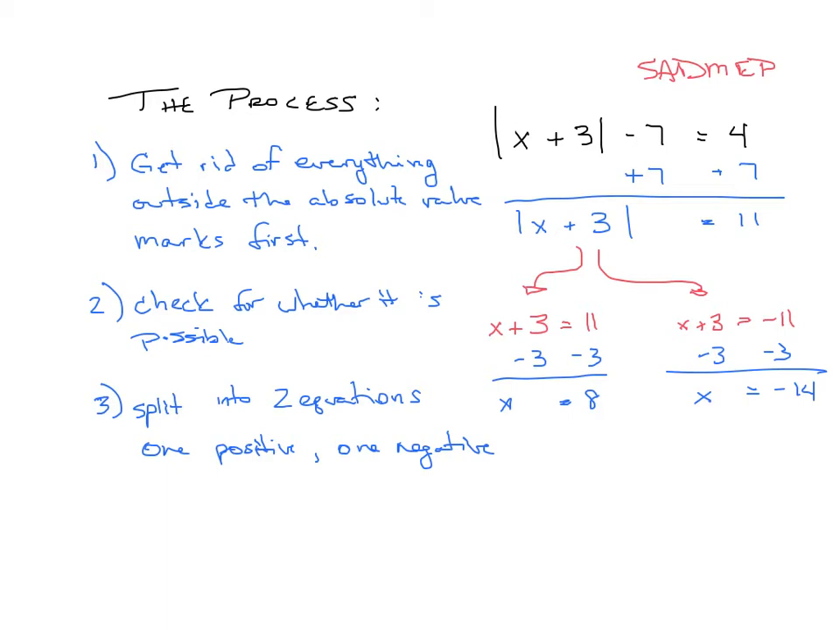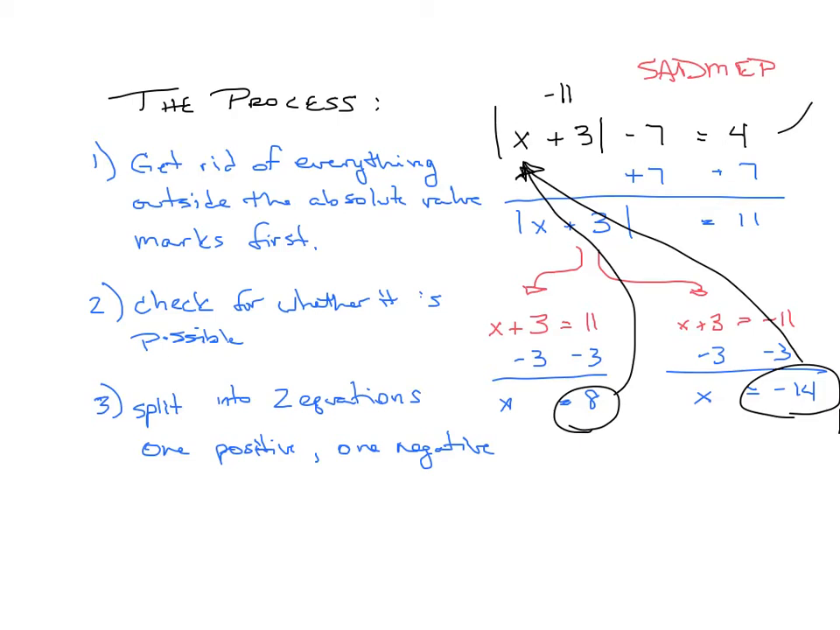If we go ahead and try that back in, if we try 8 back into the equation, we see that 8 plus 3 is 11. The absolute value of 11 is 11, then minus 7, we get 4. Now if we try the negative 14 in, we get negative 14 plus 3, which is negative 11. The absolute value of negative 11 is 11. 11 minus 7 is 4. Check.